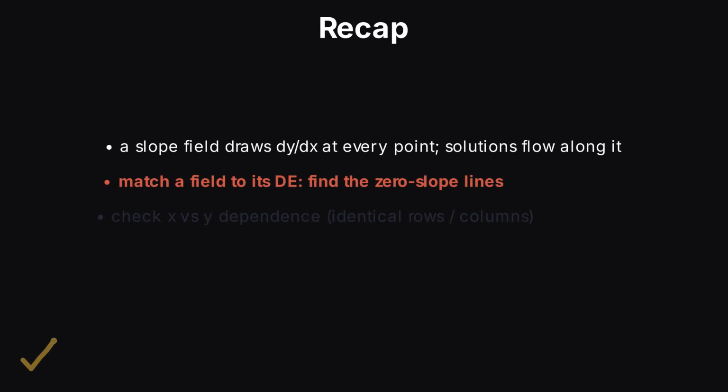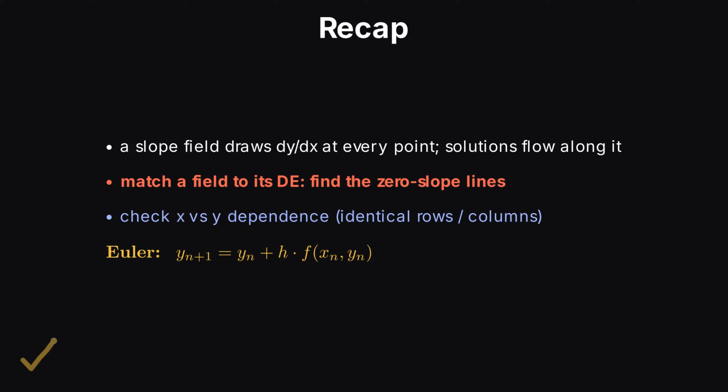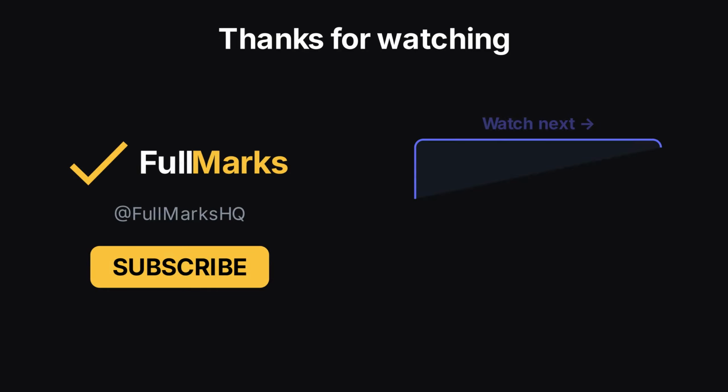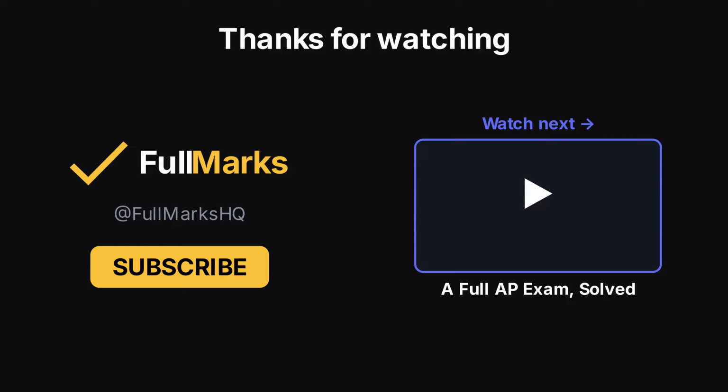Recap, a slope field draws dy/dx at every point and solutions flow along it. Match a field to its equation by finding the zero slope lines and checking x versus y dependence. And when you can't solve exactly, Euler's method steps along the field, new y equals old y plus slope times step. That completes the visual toolkit: limits, the fundamental theorem, volumes, motion, series, and now differential equations.